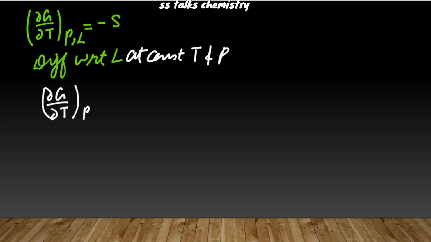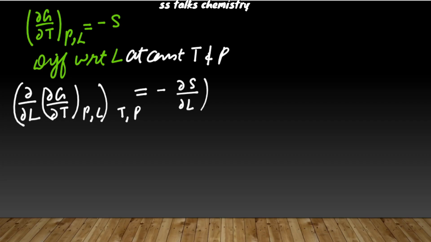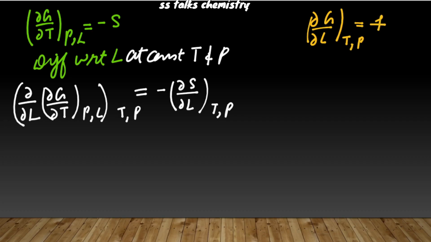This differentiation we have done with respect to L, at constant temperature and pressure. So this is going to be minus del S upon del L, at constant P and T. Right. Now the other one, for the f value: del G by del L at constant temperature and pressure was equal to the f value, right?